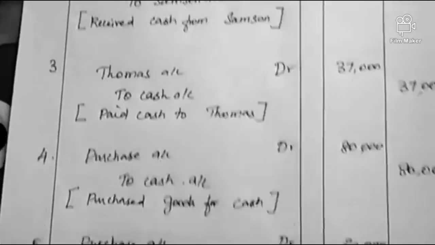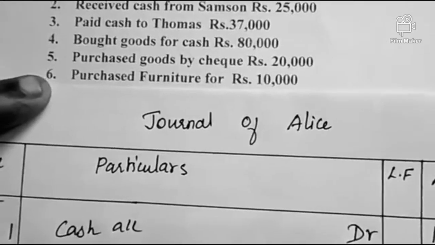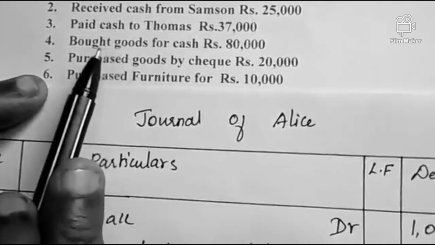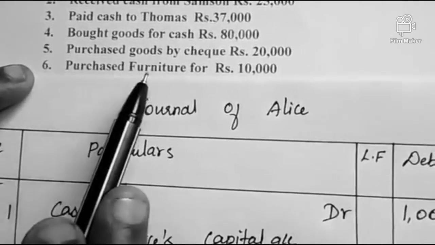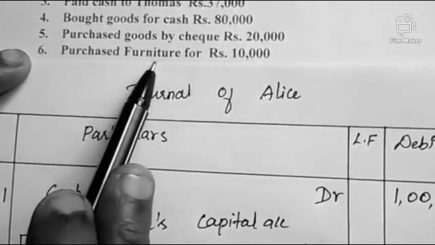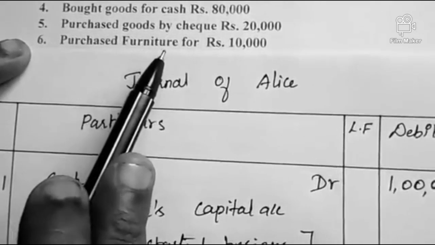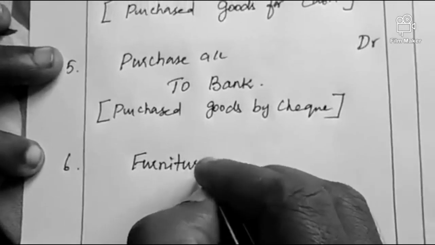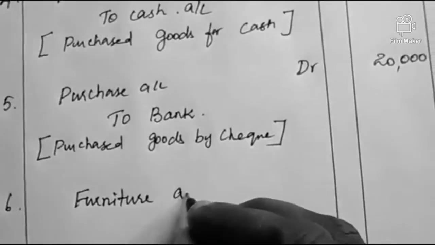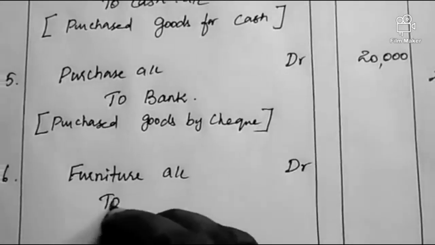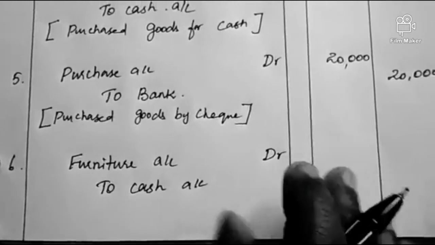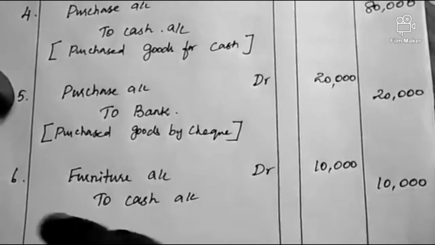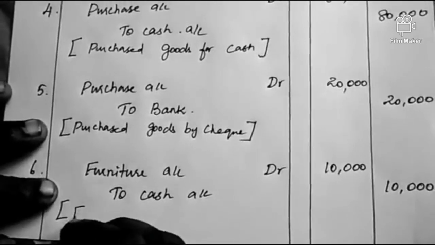Then the next transaction, purchase furniture for rupees 10,000. In the earlier transaction, bought goods means they didn't mention the item, so you wrote purchase. But in this transaction they have clearly mentioned the item, furniture, so you need not write purchase, you can write furniture account. Furniture account debit to cash, you have issued cash. Narration: furniture purchased.